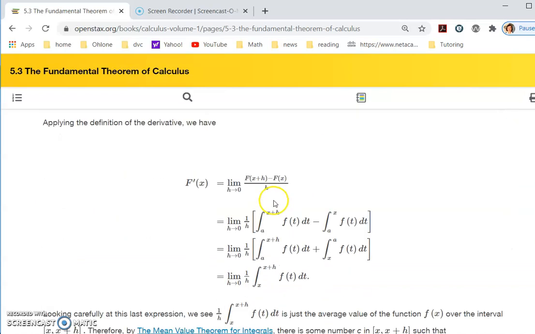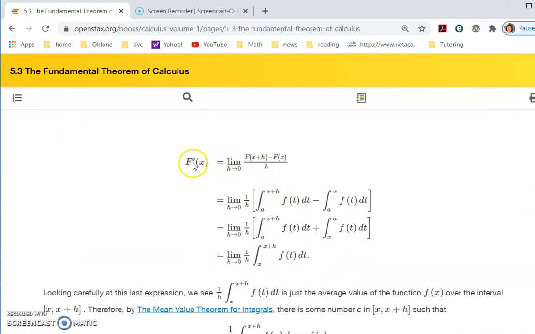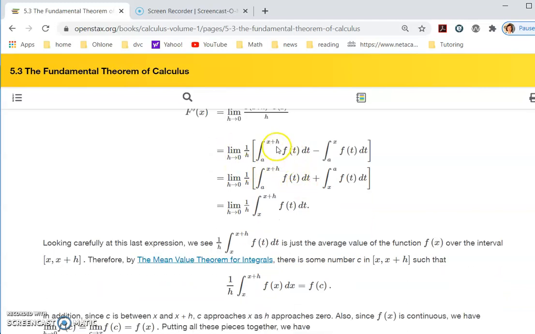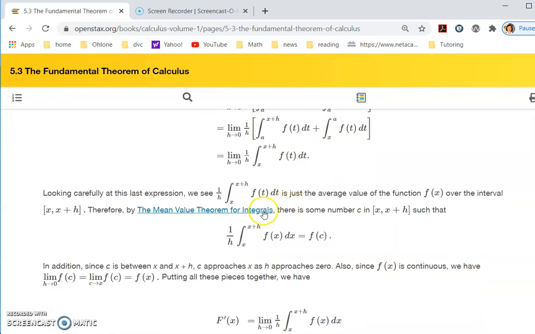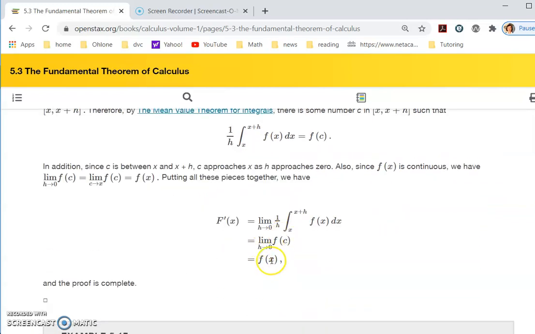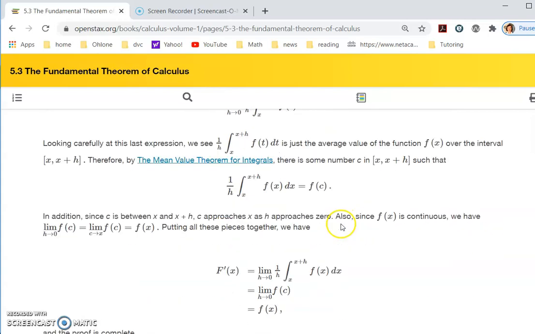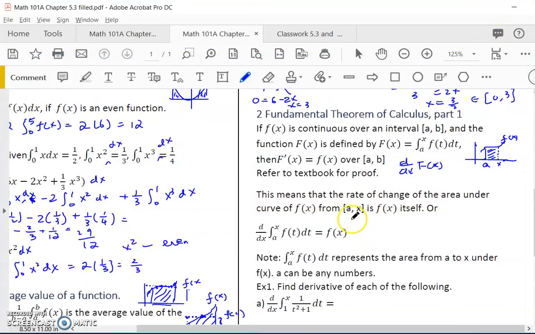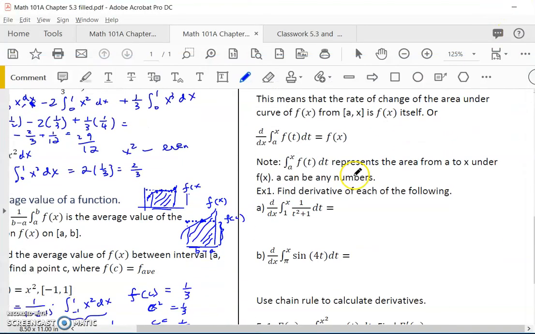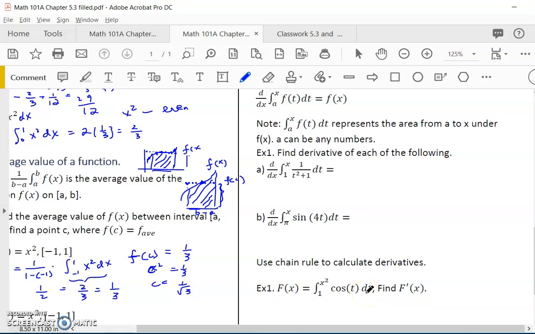So here it shows you, if you want to take the derivative f prime of x, you do a limit, right? So just from first principles, and then they use the properties of the integral to change it into x plus h. And then they use the Mean Value Theorem for integrals to prove that it is equal to f of x. So if you're interested, you can read 5.3. The proof is there.